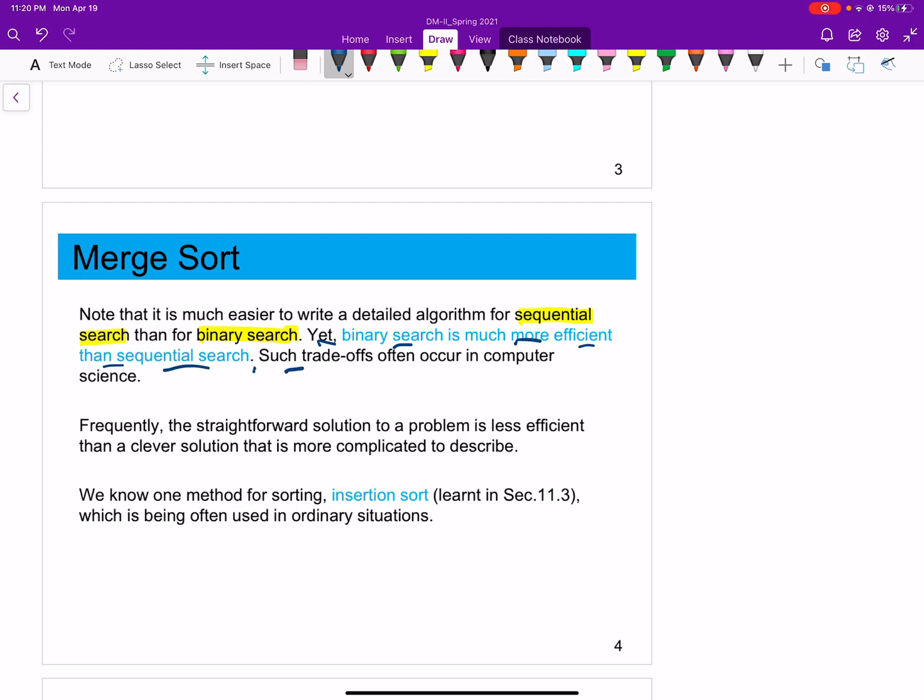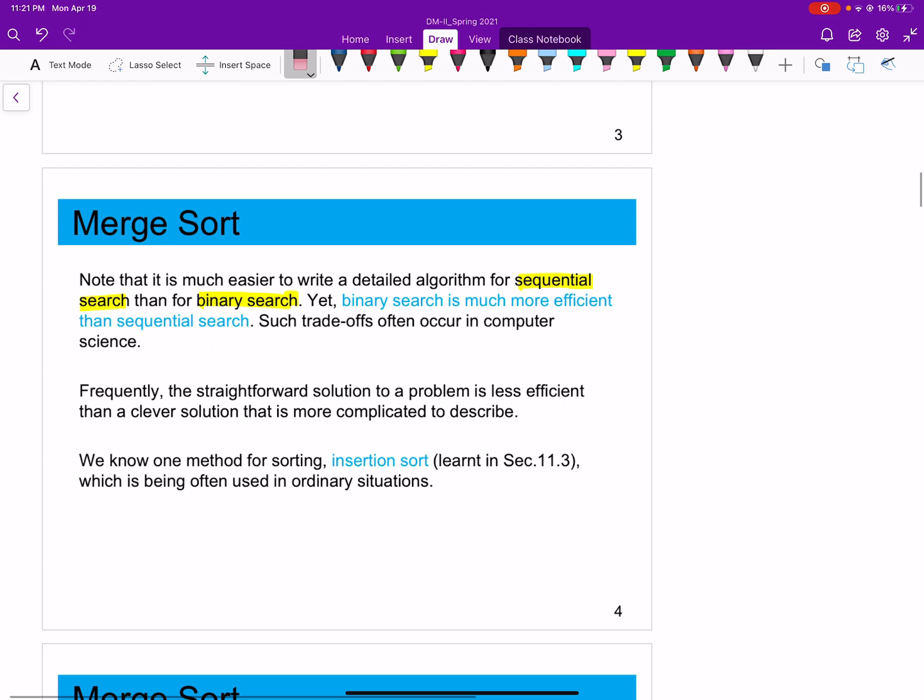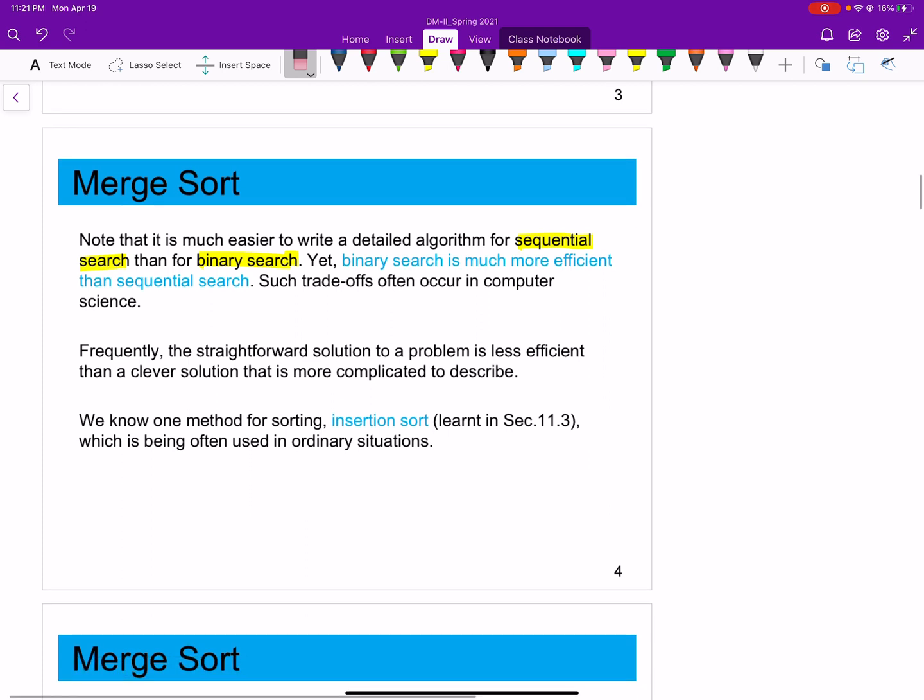All right. Such trade-offs often occur in computer science. That means there are two algorithms. One is easier to write, but at the same time it is less efficient. There's another algorithm which is hard to write, but it is efficient. So such trade-offs are always in computer science, as you know.